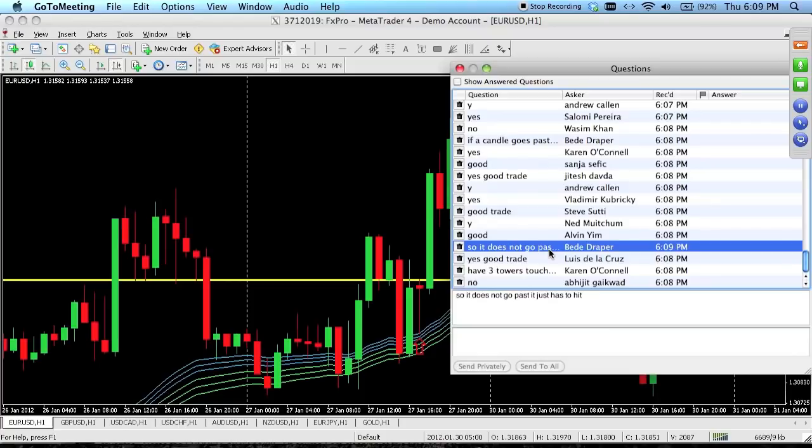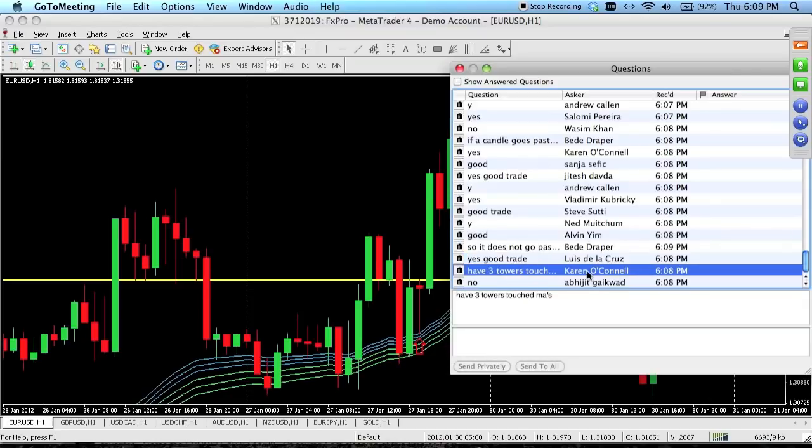It doesn't have to go past it, it just has to hit. Yes, as long as it touches the MA. It can go past it, but it should not close on the other side. For example, the body should not be on the other end. The tails can come out, no problem. Okay, yes, good trade. You don't need three towers to touch the MAs. Even if you have just one touching the MA, that's fine.